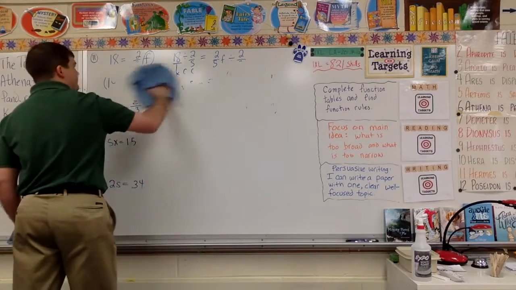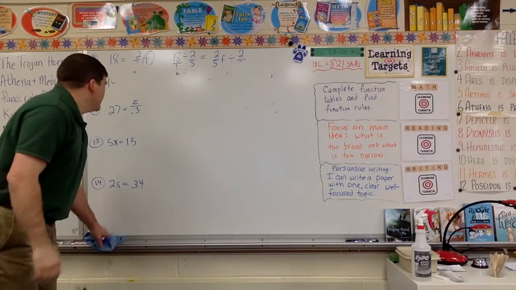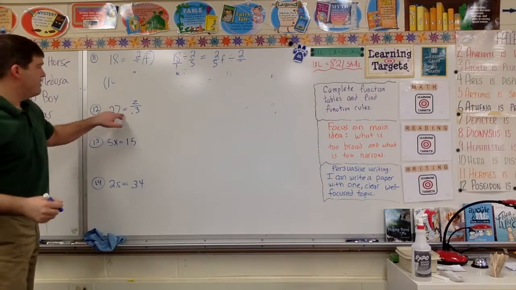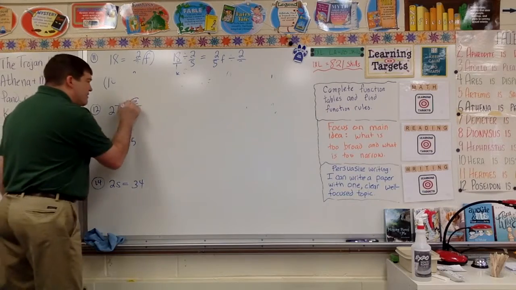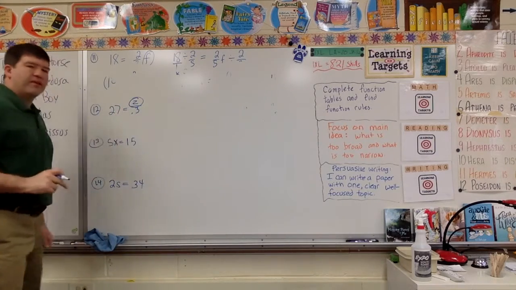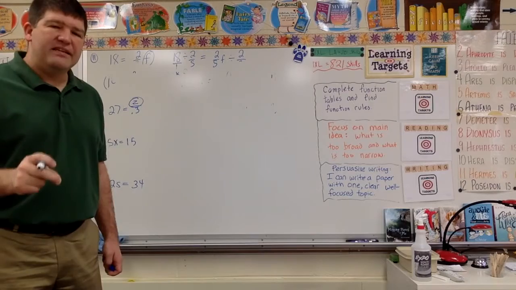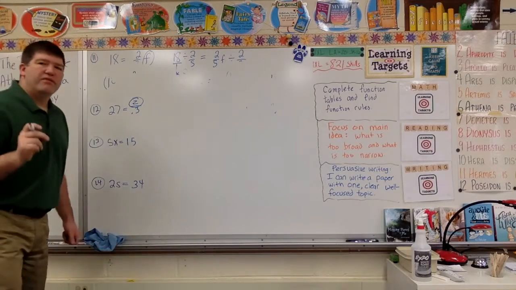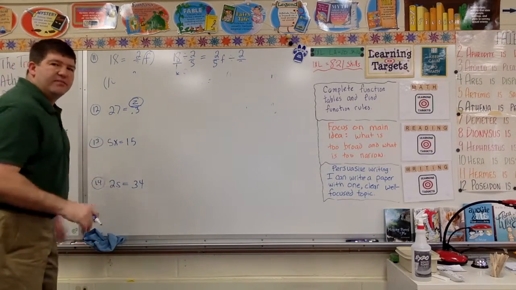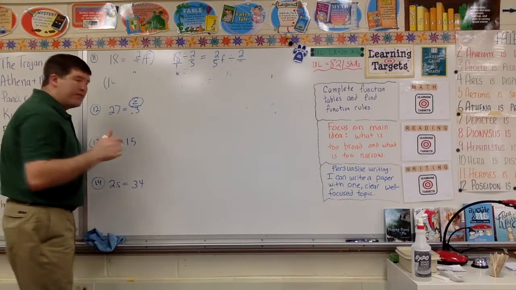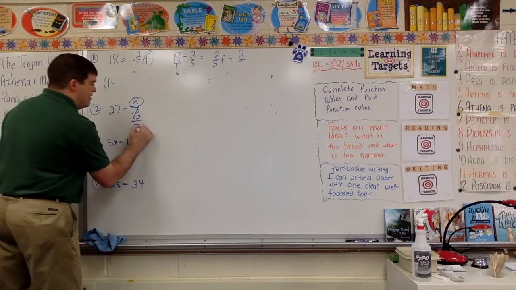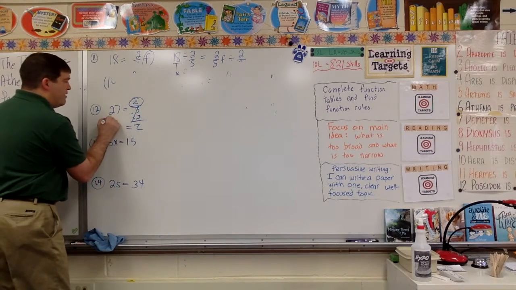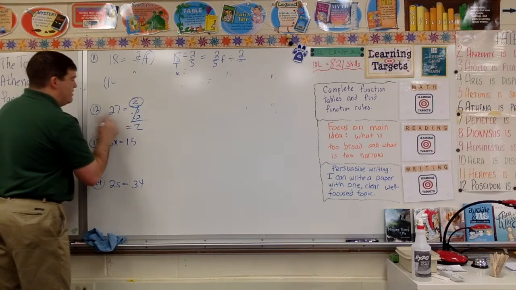Let's go on to 12. This one, 27 equals z divided by 0.3. So I want to get the z all by itself. It's divided by 0.3. What's happening to z? Z is being divided by 0.3, so I have to do the opposite to it to get it to be just z. So instead of divided by 0.3, I'm going to times it by 0.3. And when I do that, those cancel, and it leaves me with z. But I have to be fair, do it to each side, times 0.3.